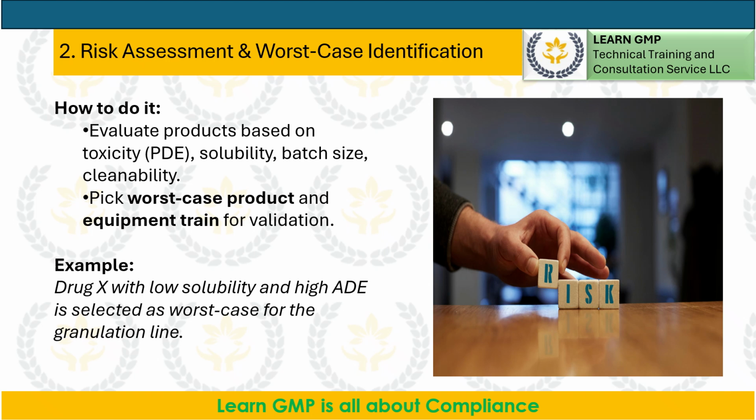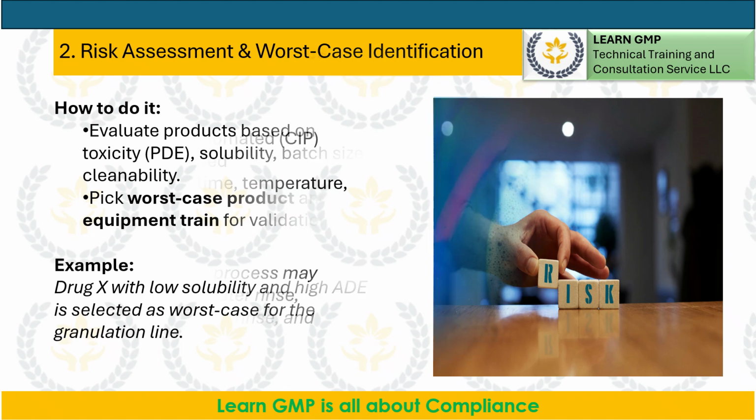The next step is to perform the risk assessment and worst-case identification. How to do it: evaluate products based on toxicity, PDE, solubility, batch size, cleanability. Pick the worst-case product and equipment train for validation. Example: drug X with low solubility and high ADE is selected as worst case for the granulation line.